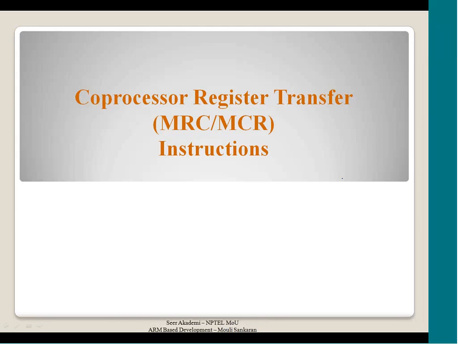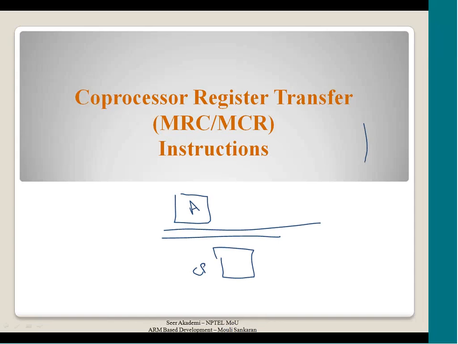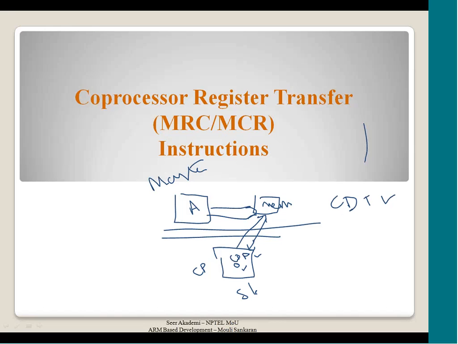Now, the last coprocessor instruction type, which is the register transfer. Again, let me come back. ARM is there, coprocessor is there, data bus is there: ARM, CP, memory. Now, we saw that the coprocessor can do its own job using the CDP instruction. We saw that between the coprocessor and memory, data transfer can happen using the coprocessor data transfer instruction. Something happening inside the coprocessor is done by CDP, transfer between memory is done by the data transfer instruction, but there is one more transfer possible.